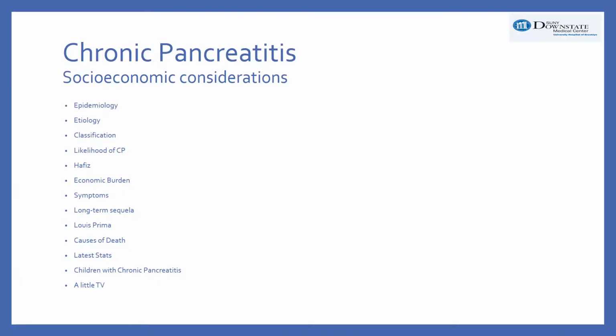This is what I'm going to talk about, and it's a long agenda, but Dr. Grusin told me to cut half of my slides last night, and I did, but I still intend to go through all of these slides. We'll talk about epidemiology, etiology, classification, likelihood of chronic pancreatitis, a little bit of Hafiz, just because I like Hafiz as a writer, economic burden, symptoms, long-term sequela, Louis Prima, because he's just quirky and fun, and I'll explain why I wanted to present him. We'll talk about causes of death of chronic pancreatitis, latest statistics and children, and then a little bit of television.